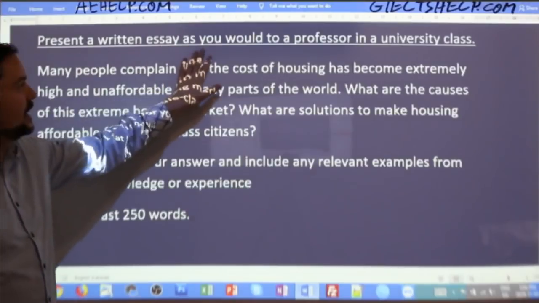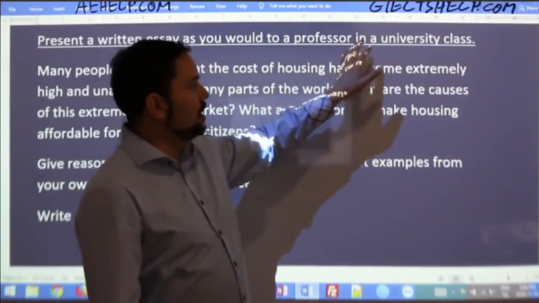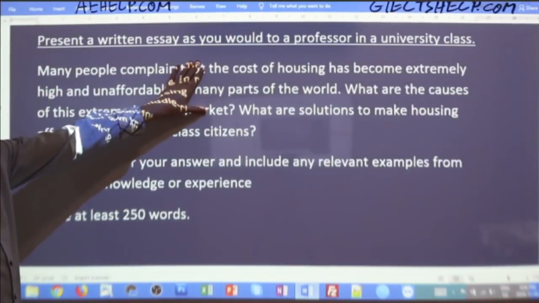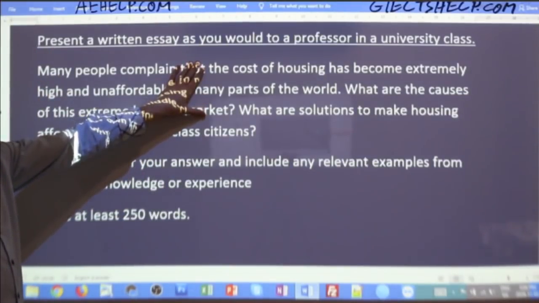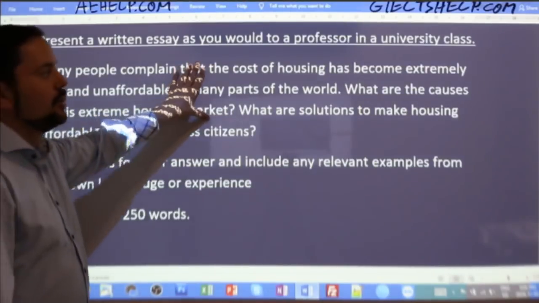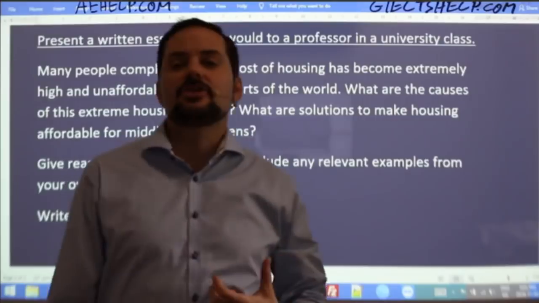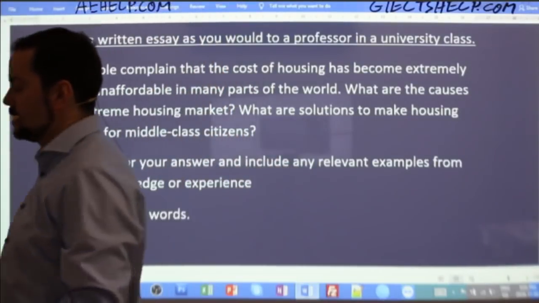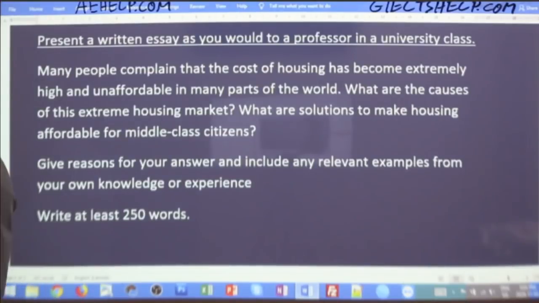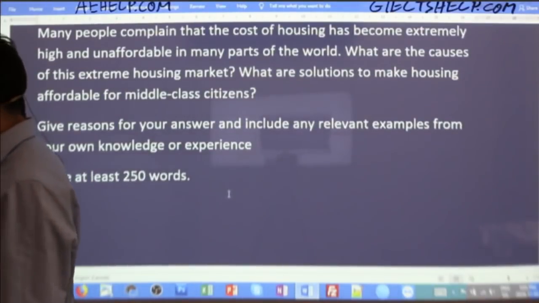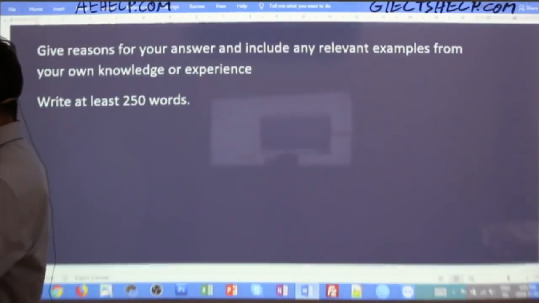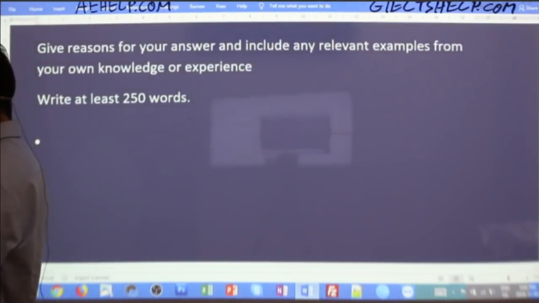Present a written essay as you would to a professor in a university class. Now, when you read the task 2 question, you have to quickly realize what type of essay you're writing, or more specifically, I should say, which voice you're writing in, okay? So again, I think most of you members have already learned this from me that have been with us for a while. What type of essay is task 2? And this is the same for general and academic IELTS.